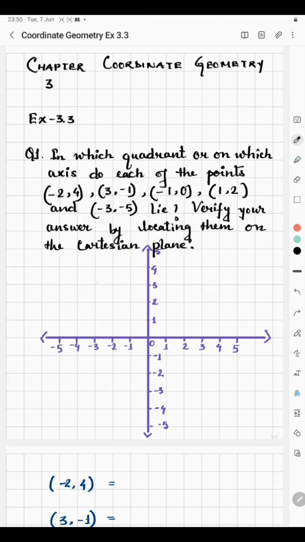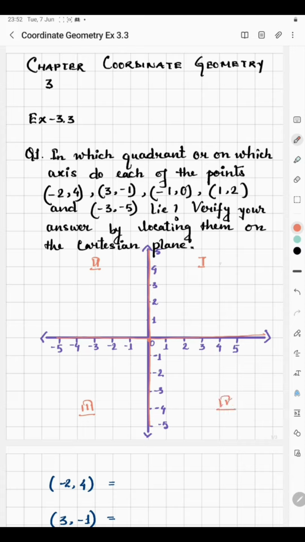So here we will have to locate these points in this Cartesian plane. This is called the y-axis and this is called the x-axis, and the two axes meet at point O, the origin. These two axes divide the Cartesian plane into four quadrants. We will start from this quadrant. This is called the first quadrant, this is the second quadrant, this is the third quadrant, and this is the fourth quadrant.